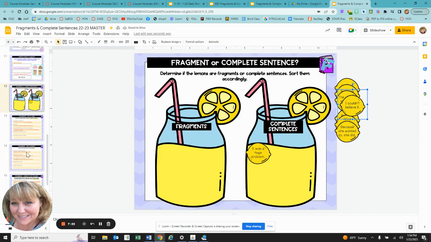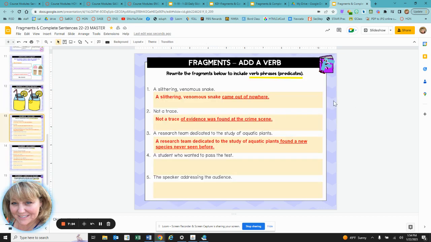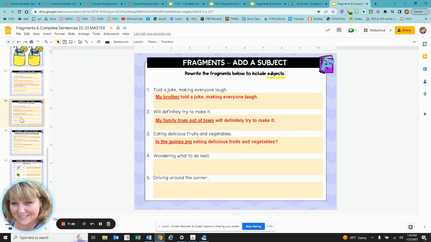Which order they go. On this slide, rewrite the fragments below to include a verb phrase. So, a slithering venomous snake. A slithering venomous snake did what? Came out of nowhere. So you're going to add your predicate or your verb phrase. You're going to do that for these, read these and then answer 4 and 5. And then for 14, told a joke, maybe making everyone laugh.